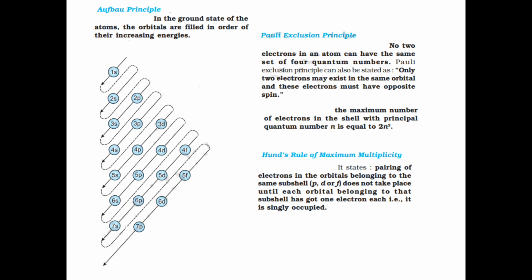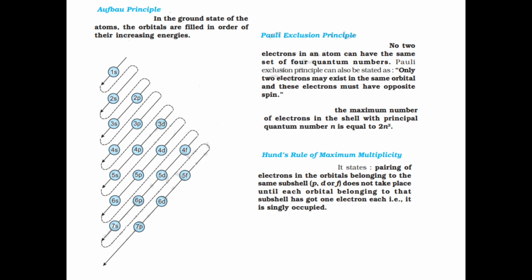The Aufbau principle: in the ground state of an atom, the orbitals are filled in the order of their increasing energies, from 1s to 2s to 2p, 3s, 3p, 4s, 3d, 4p, 5s, next 4d, 5p, 6s, next 4f, 5d, 6p, 7s, next 5f, 6d, 7p, and so on.